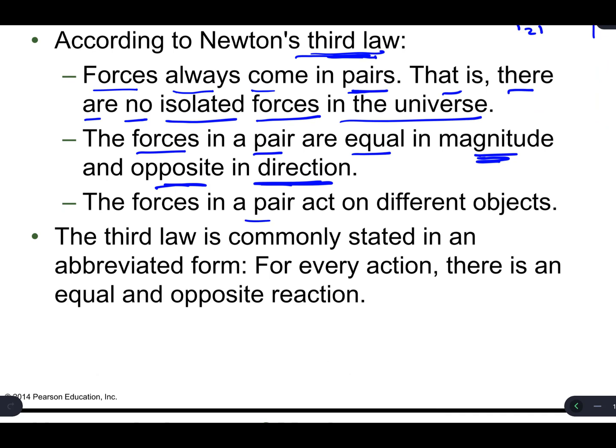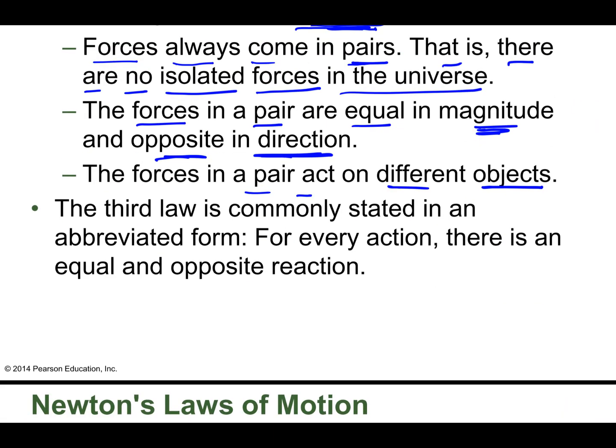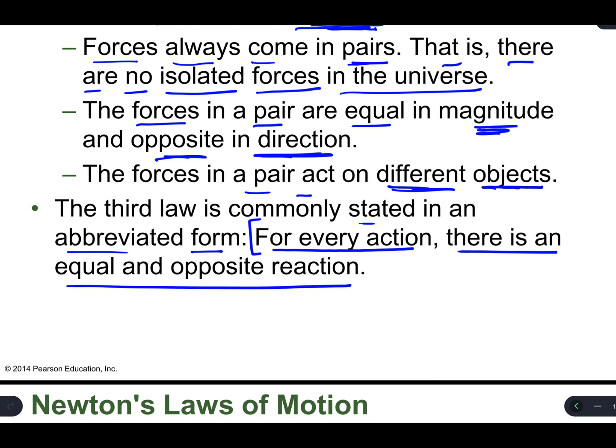The forces in a pair act on different objects. You apply the force on the wall, you are the first object, imagine, and the wall applies a force on you. The wall is the second object. So the forces in a pair act on different objects. The third law is commonly stated in an abbreviated form: for every action there is an equal and opposite reaction.